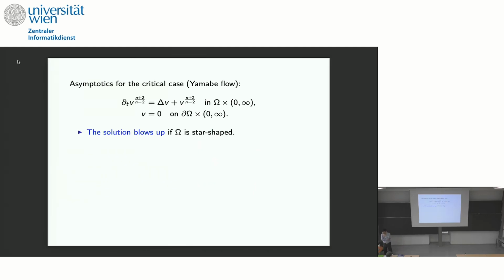Okay. Now, in the last part, I want to talk about the critical case. You can think of this as a Yamabe flow on a bounded domain. But one difference is that this is a bounded domain with zero boundary condition.